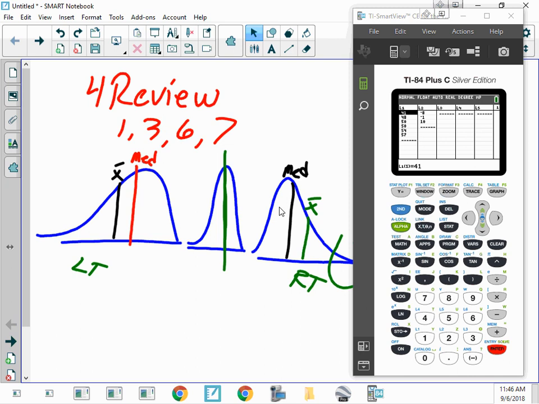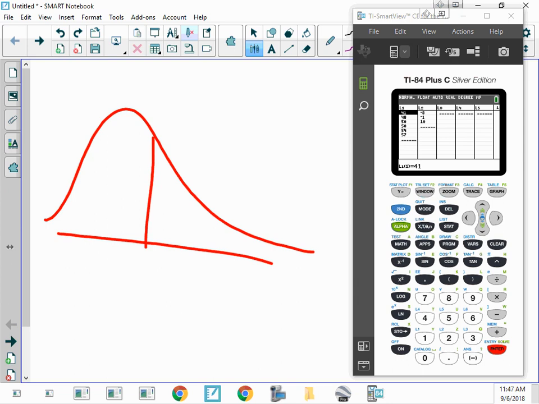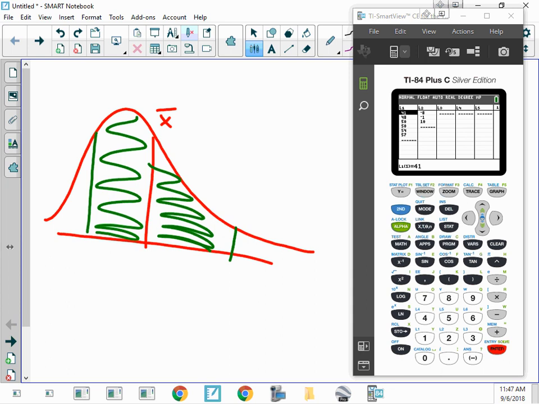So histogram 3, what am I looking for? How do I calculate SD from a graph? You look for 2/3 of the people. So this is my graph, and then this is my X bar. I want to grab 1/3 of the people over here and 1/3 of the people over here. So each one of those equals 1/3, and then I look at how far is that?